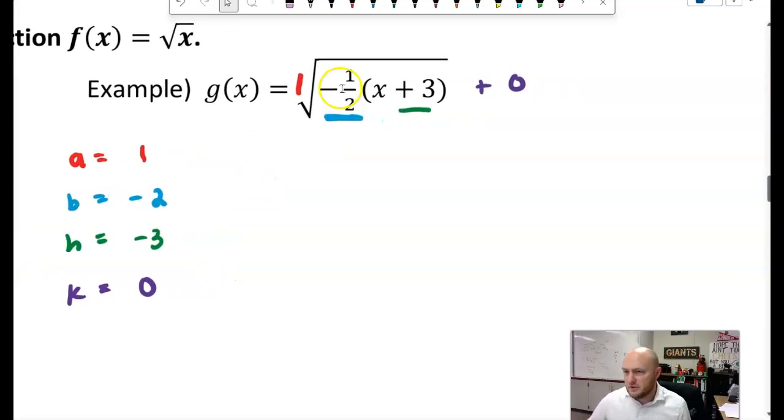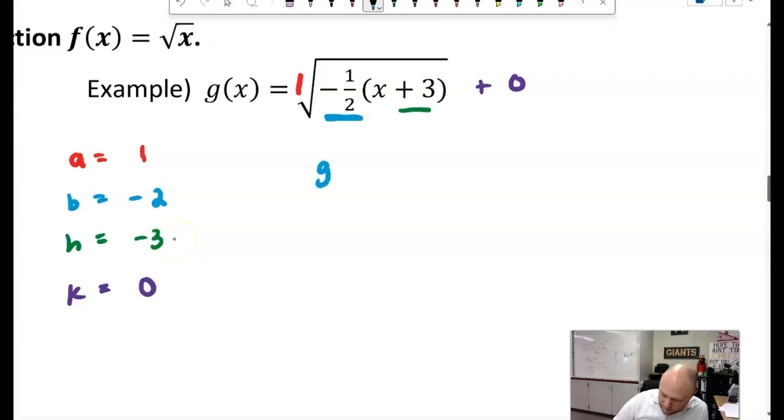Here's our B value, and then here's our H value. Okay, so both of them are inside, and remember, whatever's affecting the X is not always as it seems. So for your B value, you're going to take a reciprocal, and for your H value, you're going to take the opposite. So what are the effects?